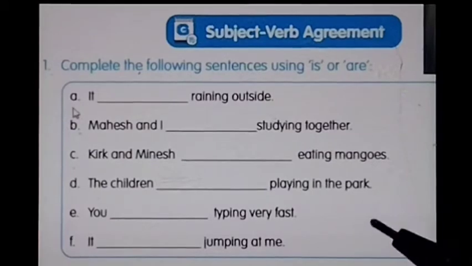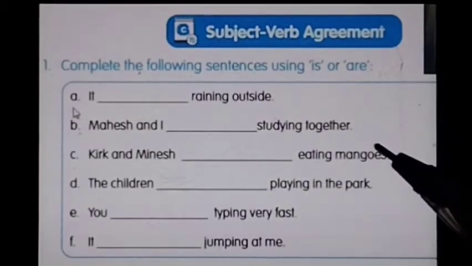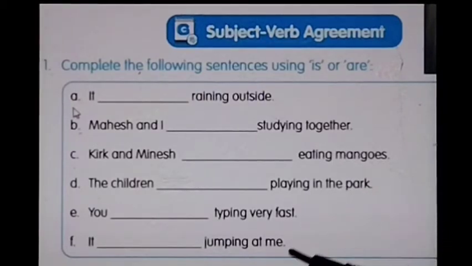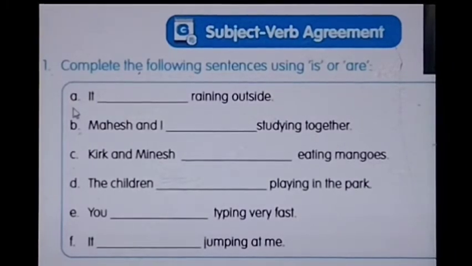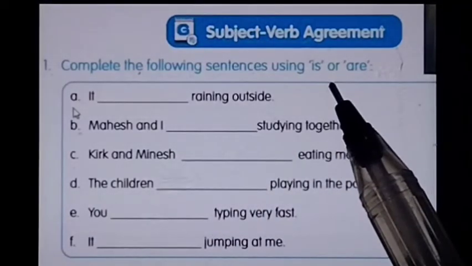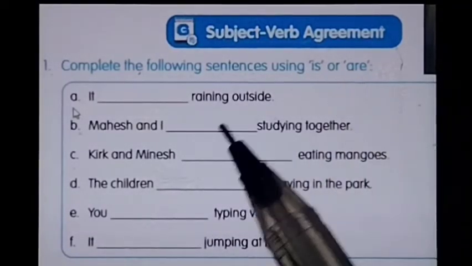See this, children. You have to complete this small exercise in your notebook. Take your English notebook and write this exercise and then answer the questions. Complete the sentence using is or are. Is or are, you have to complete this.